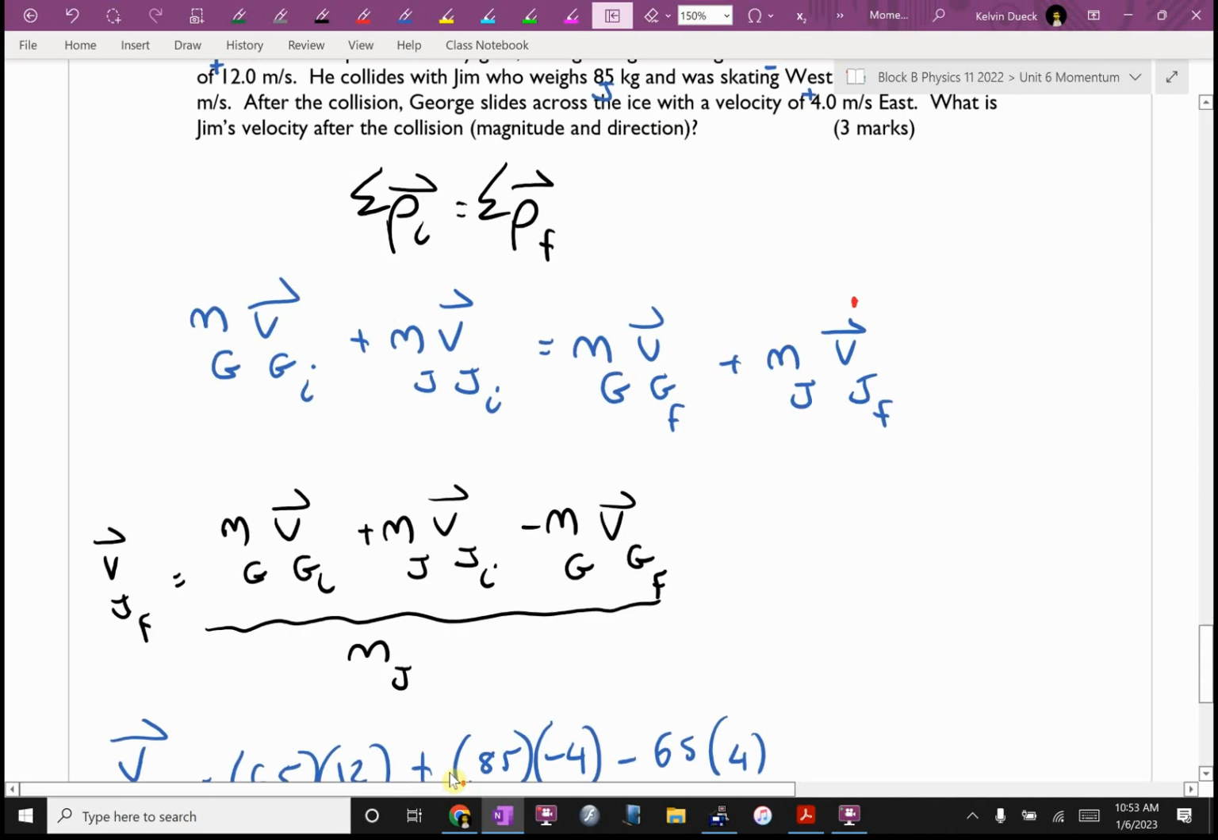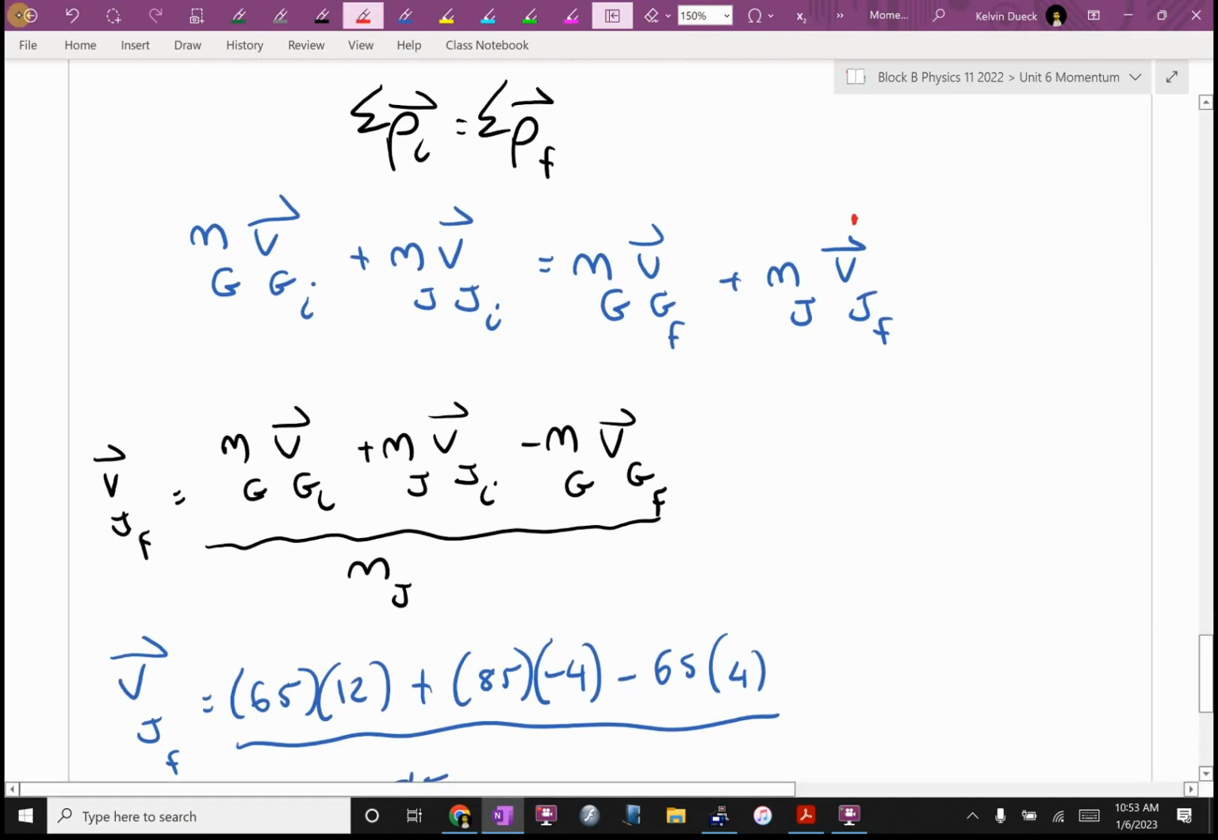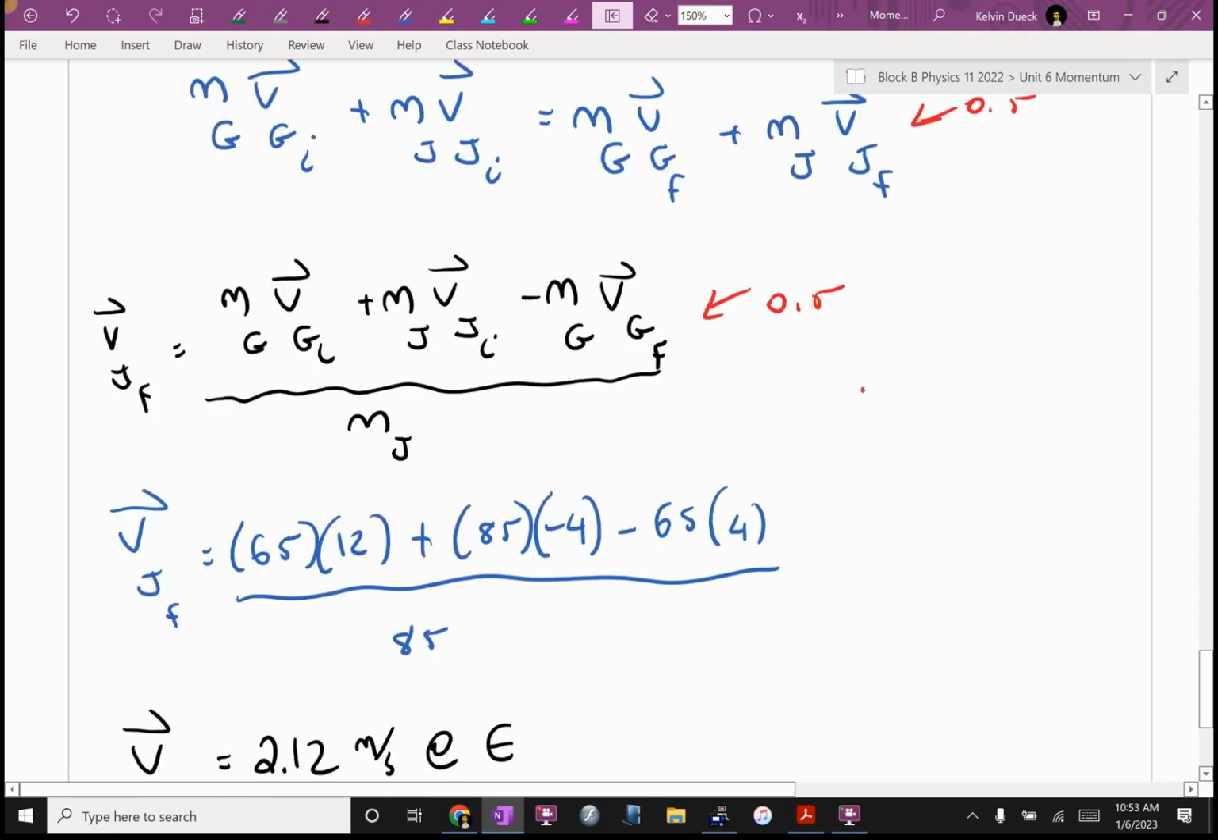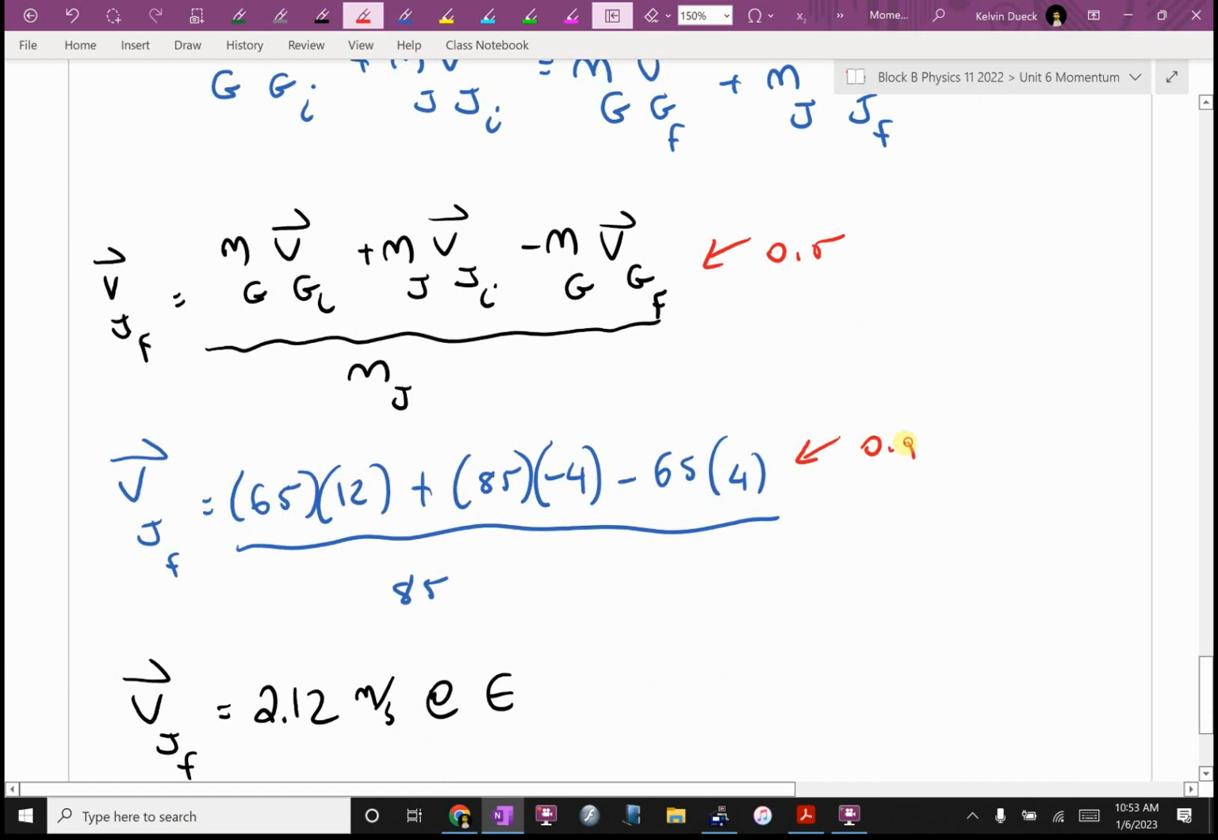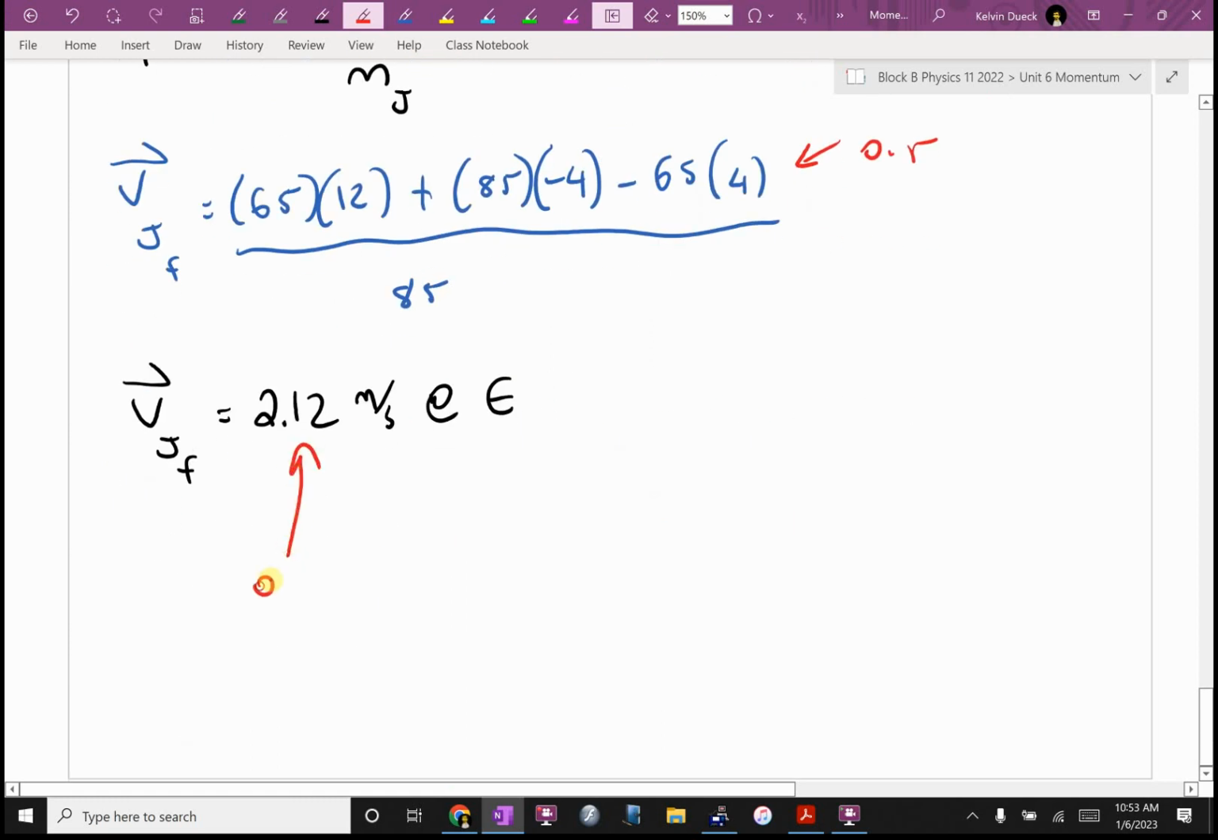If you got that 3 out of 3, otherwise, again, I would probably give you half mark for that, half mark for that, half mark for that, half mark for that, half mark for the magnitude, and a half mark for the direction. I'm going to give you all a really blatant hint.